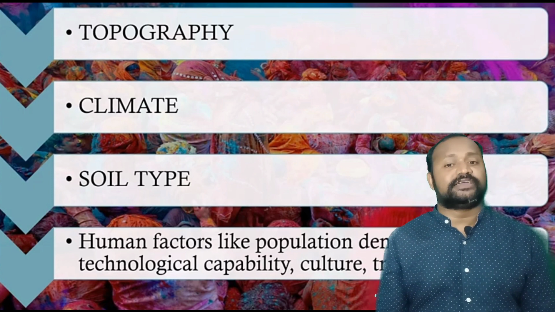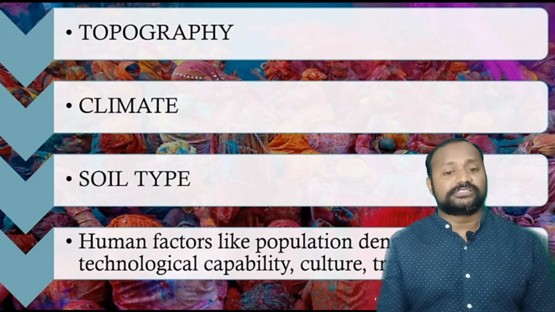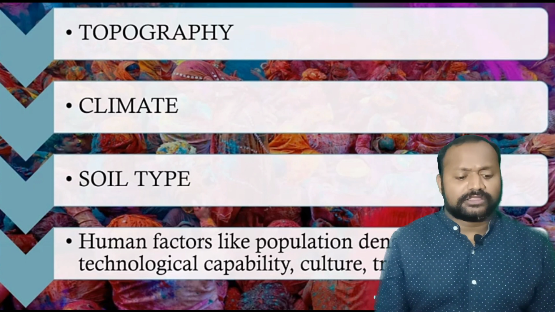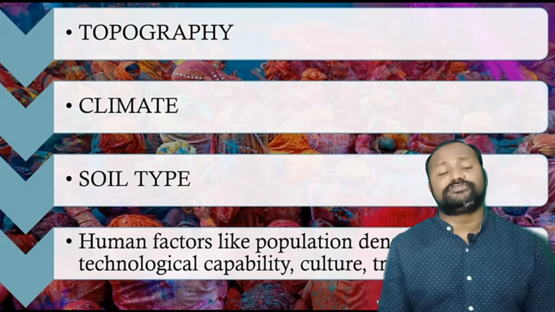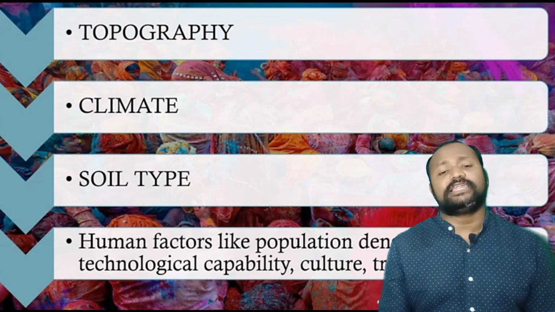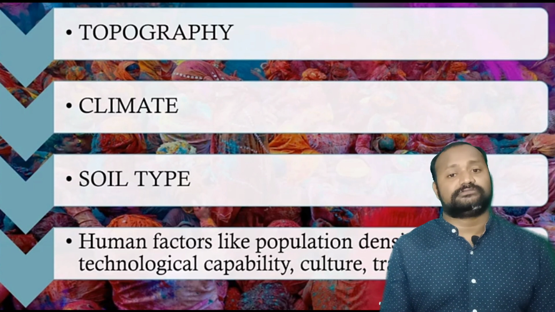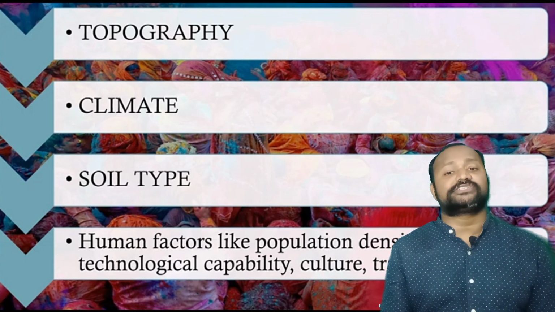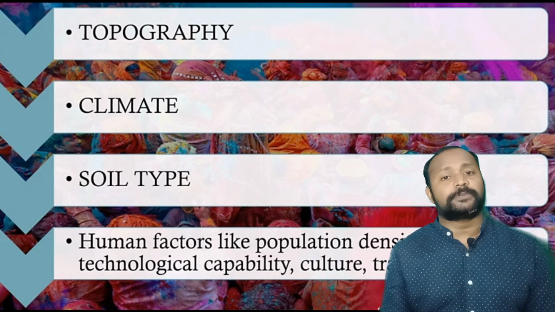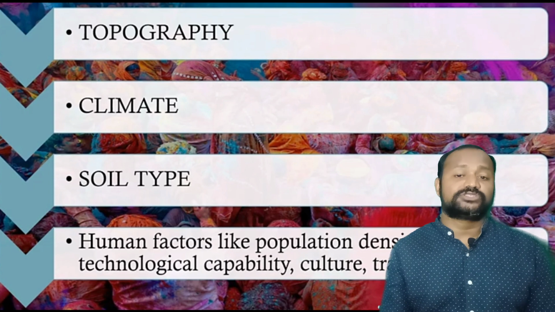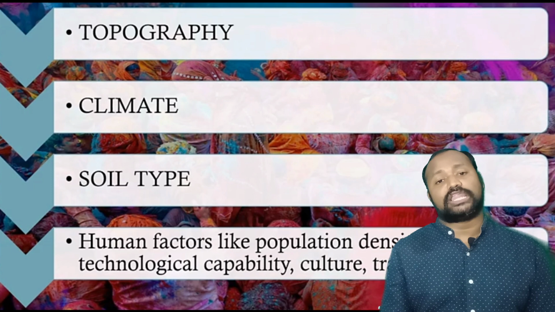Like that, natural vegetation, availability of minerals, then topography. Topography refers to physical features. Mostly land utilization is more in the plain areas, whereas land utilization is less in the hilly, mountainous, swampy and other regions. So these are some natural factors which affect land utilization.